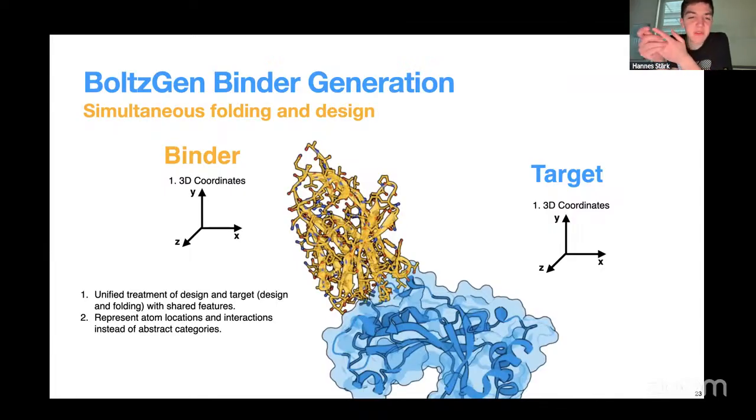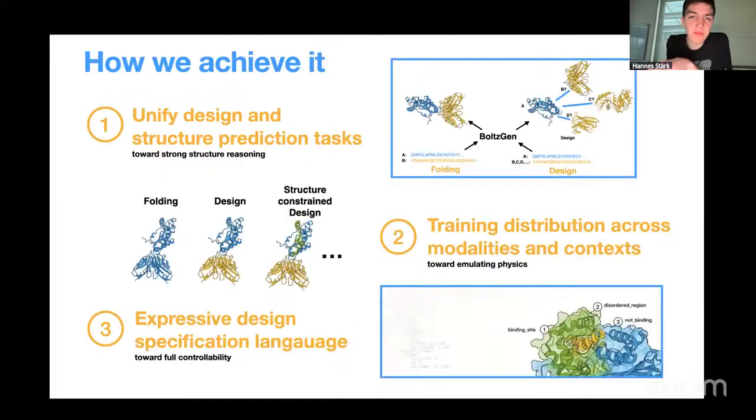And the features that we learn for structure prediction are directly useful and transferable for the binder design task as well. And this is all that I wanted to say about this concept of unifying design and structure prediction, because this now means that we can also train on both tasks simultaneously, right?